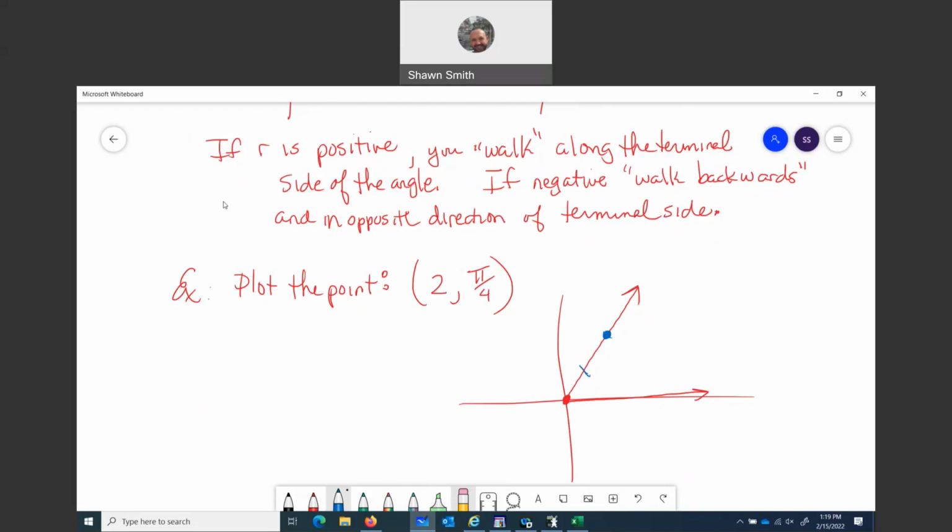Now you can get polar graphing paper. What it is, is concentric circles, like that. Those are supposed to be perfect circles. So just go out, in this case, 2 rings, and that's where you would land.